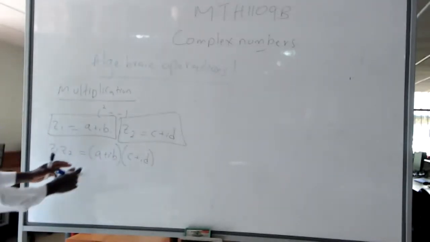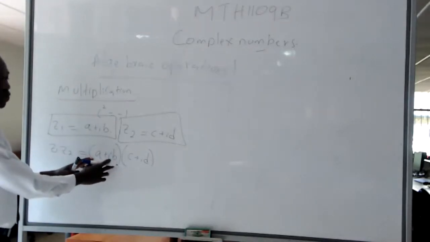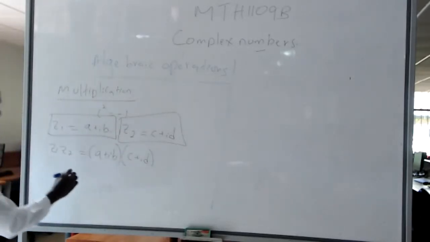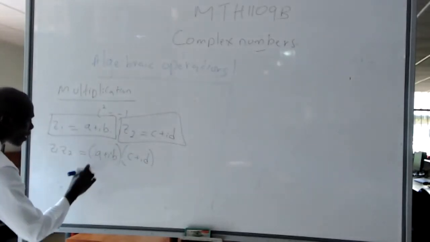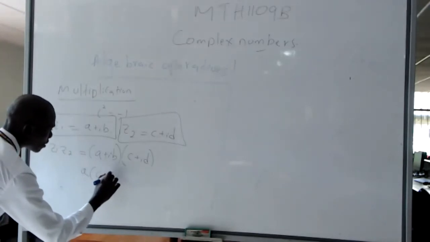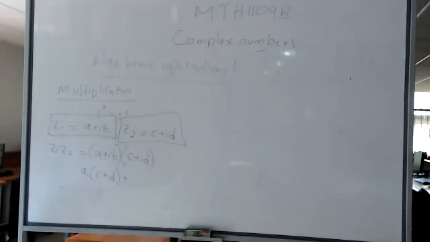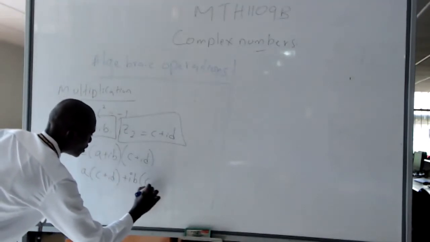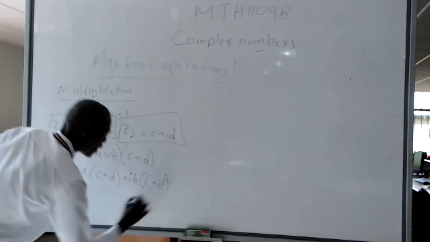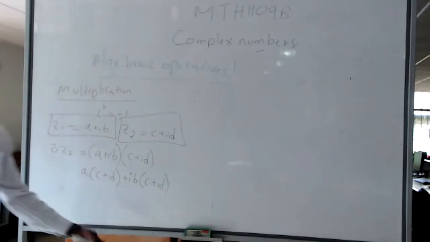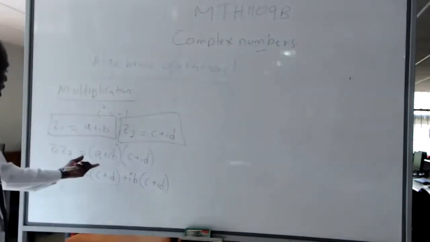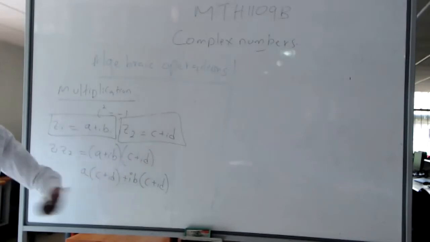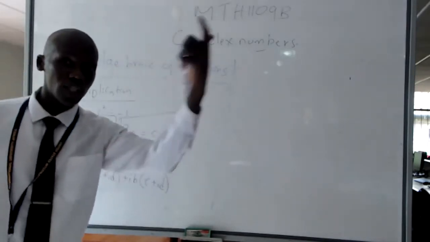Expand. Take every element of the first bracket and use it to multiply all the elements of the second bracket and then combine. So first, I will have the first number A multiplied by C plus iD, plus the second part is iB multiplied by C plus iD. I'm just doing normal expansion, taking all the terms of the first bracket, multiplying by all the terms of the second bracket. This is the reverse of what we call factorization.